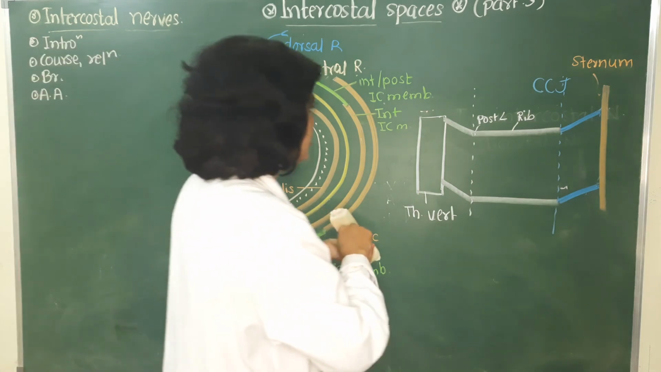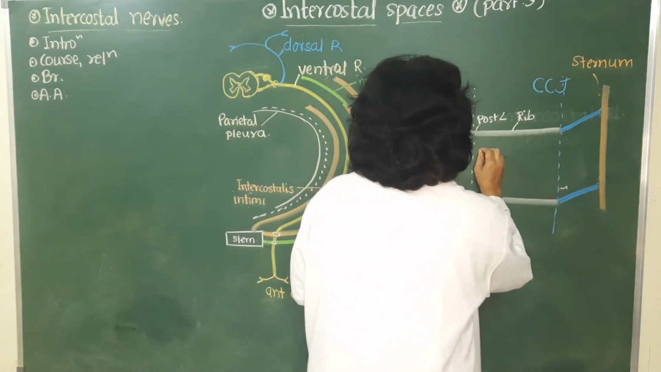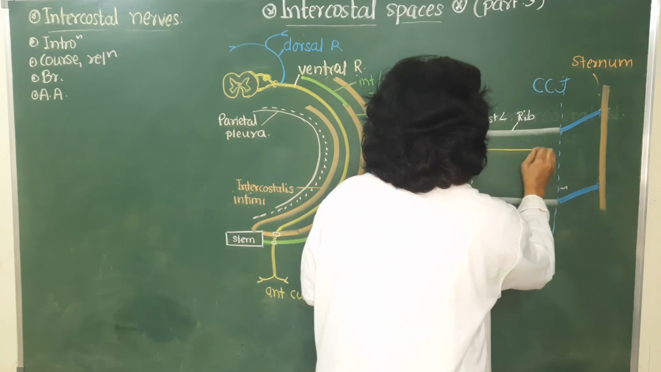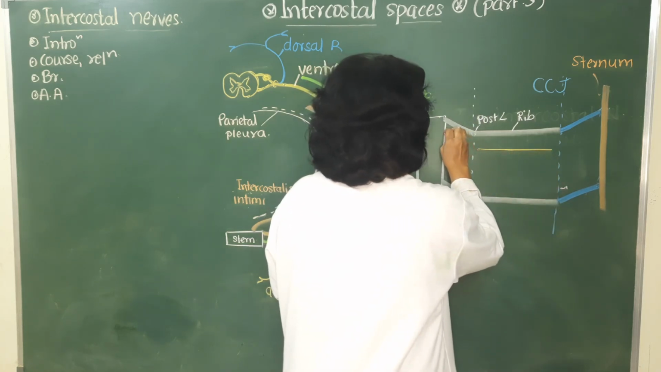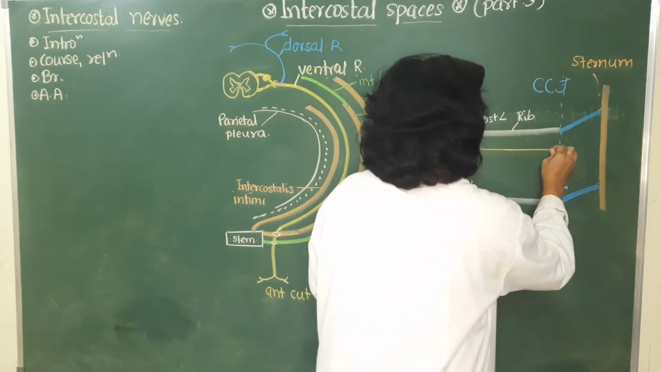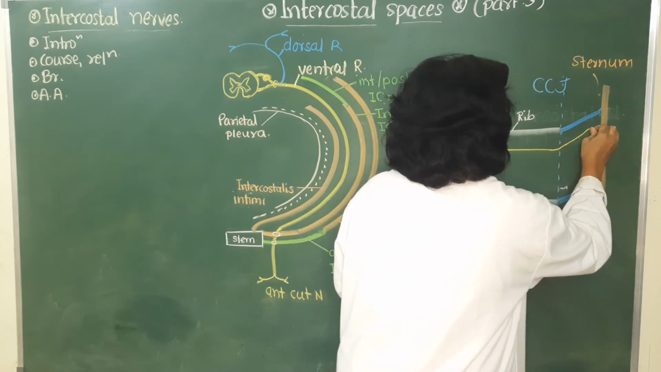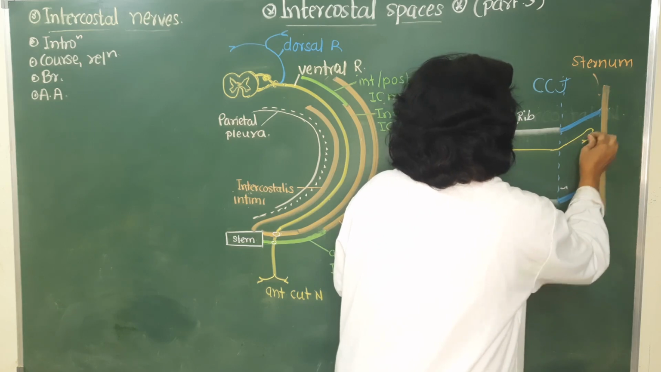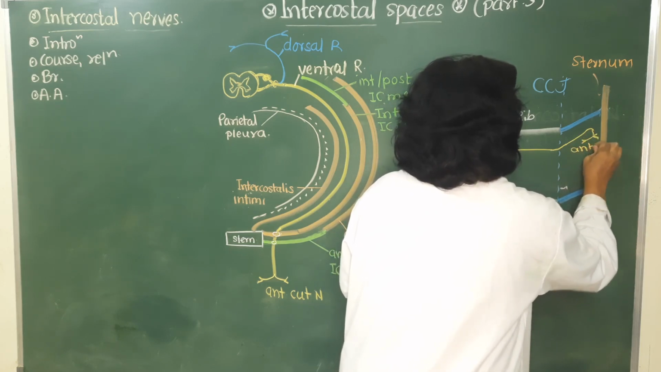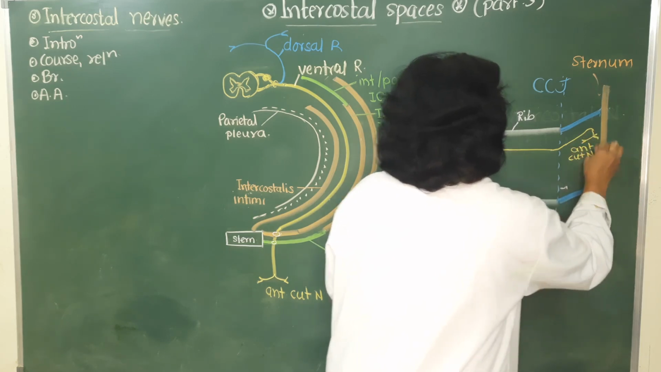If you draw the nerve, it is like this. In the intercostal space, the nerve is the lowest structure, right? So it passes in the intercostal space like this and then pierces. Here it becomes cutaneous, and this is actually the anterior cutaneous nerve.